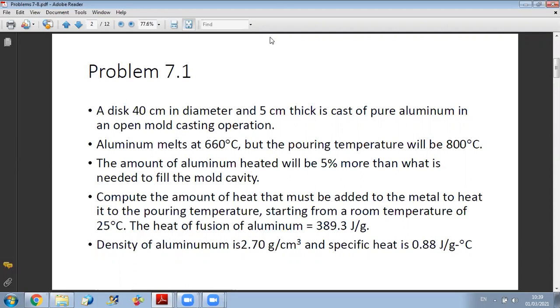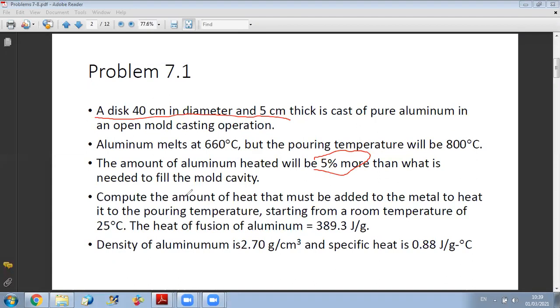So as you can see, we always use an additional amount to take shrinkage into consideration. Okay, so here, for example, they gave us the dimensions of the final product, but the volume that will be used will be 5% more because we know that you will have shrinkage during the solidification process.